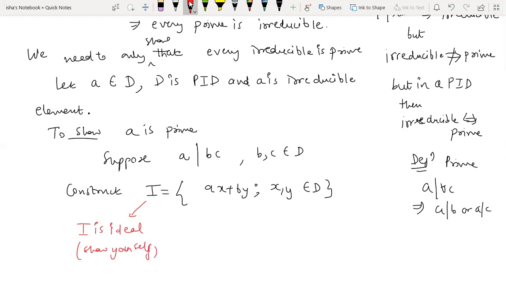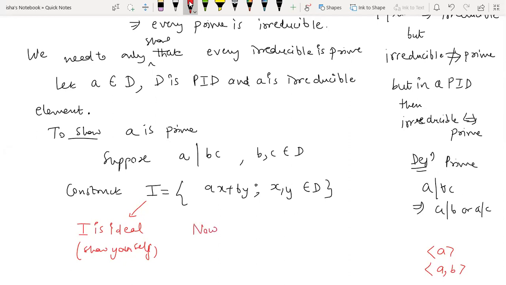How is it easy to show? Remember principal ideals: those were ideals generated by a single element. But if you want to find an ideal generated by more than one element, then it looks like this: the linear combinations AX plus BY. So this is the ideal actually generated by A and B, right? So this shows that this is an ideal.